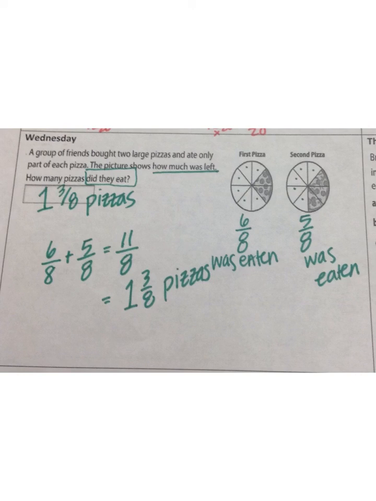So I started by, since I want to know how many pizzas they ate, I know first pizza, second pizza each have 8 pieces, and I counted up how many pieces were eaten. So this first one, 6/8 was eaten, second one, 5/8 was eaten. So I'm going to add those together, and that's 11/8 pizzas eaten, which is 1 and 3/8 pizzas.